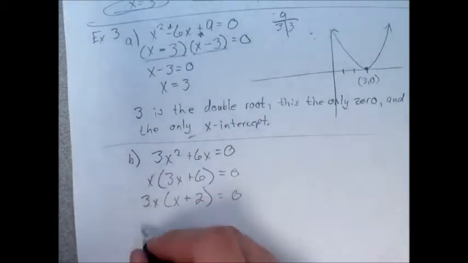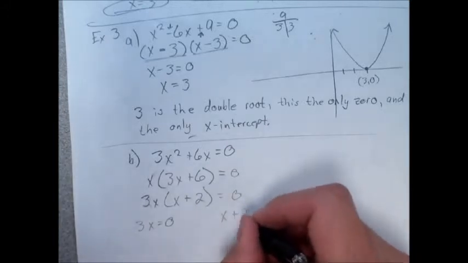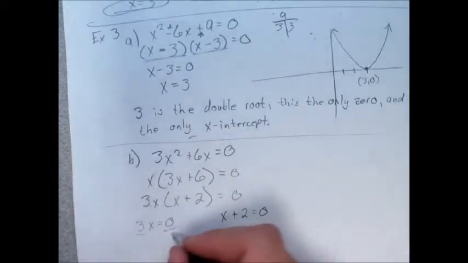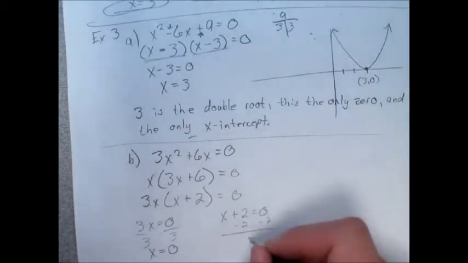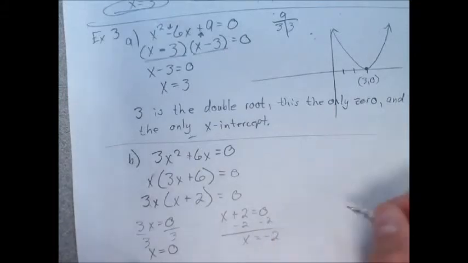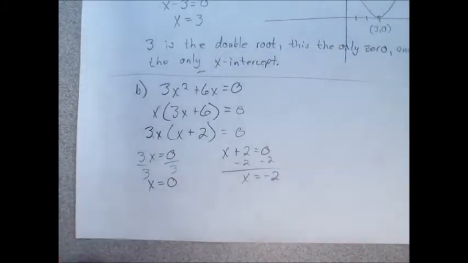First one, I set 3x equal to 0. And then I need to set x plus 2 equal to 0. When I divide this by 3, I just get 0 for x. When I subtract 2 on this one, I just get negative 2 for x. So it has, again, 2 roots. It has 2 zeros, and there are 2 x-intercepts.